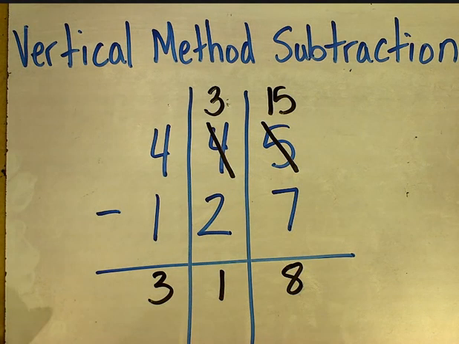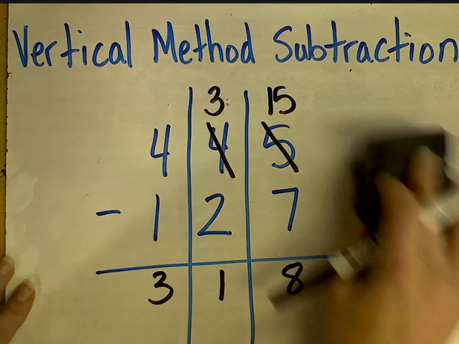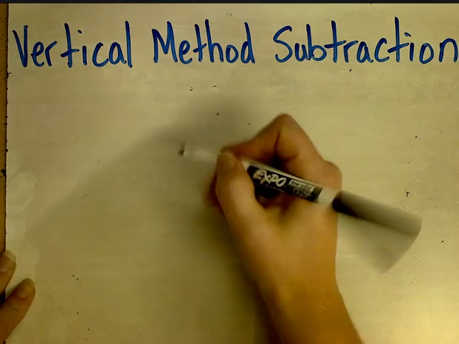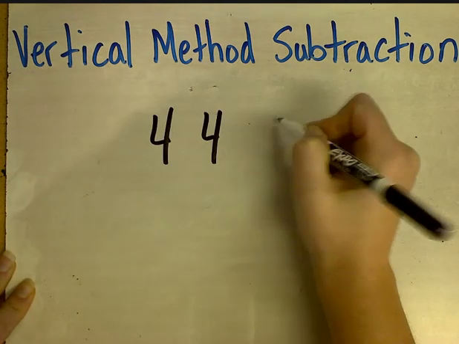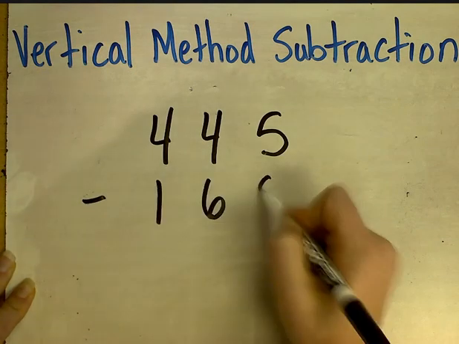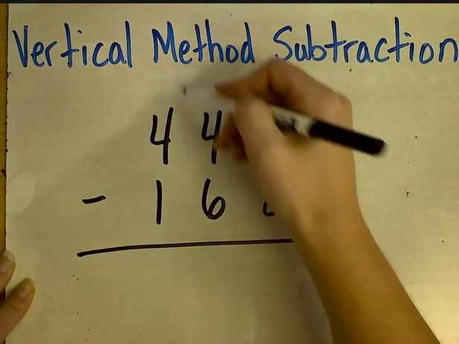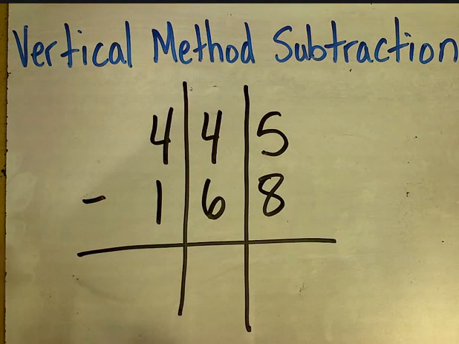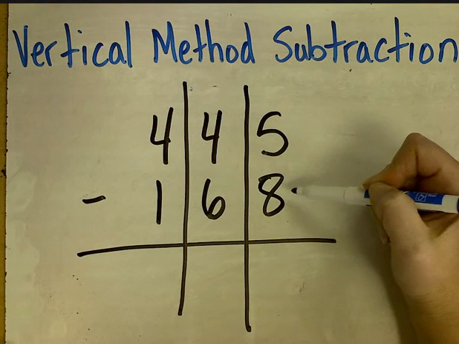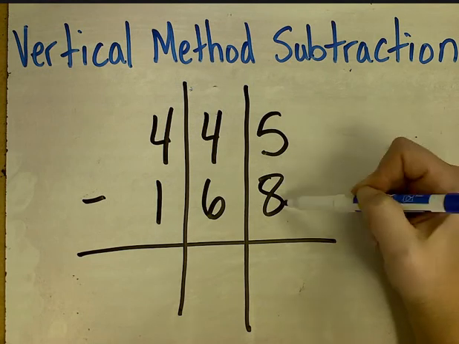Now let's look at what happens if we have to regroup in 2 spots. We're going to start again with 445 minus 168. I'm going to draw my lines just to help stay organized. So 5 take away 8. Again, we cannot do that. We don't have enough ones. More on the floor, go next door.